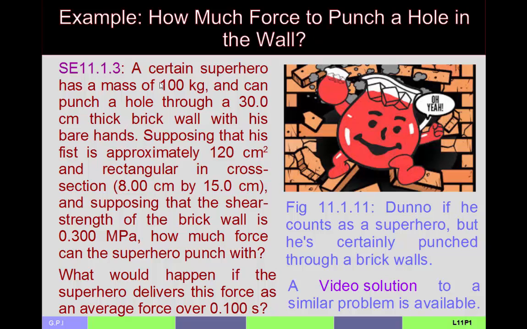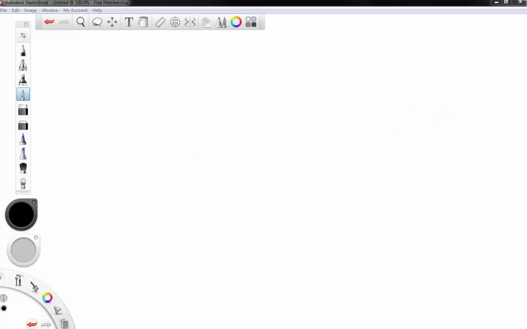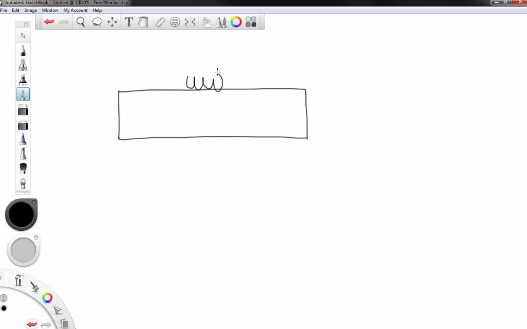Elsewhere, I have already worked through an example of what shear breaking might look like. Basically, if I was going to try to draw it, here's sort of an end-on view of the object that's going to be broken. And the fist comes down and punches the object. And so there's some amount of force that's being applied onto the object from contact with this fist.